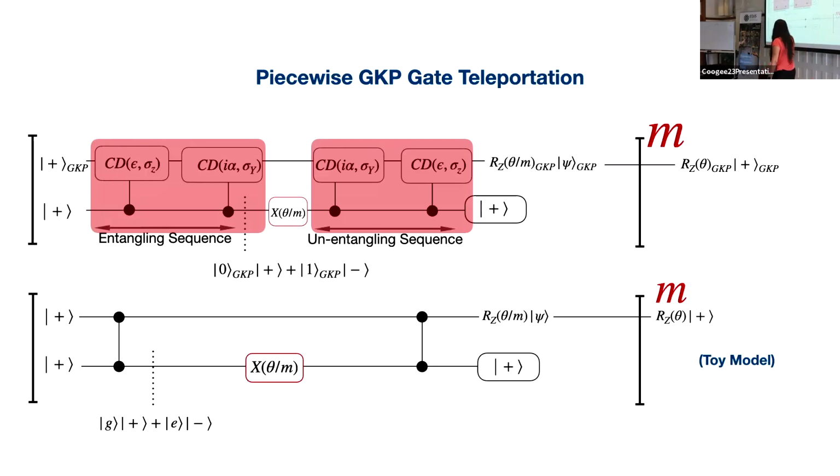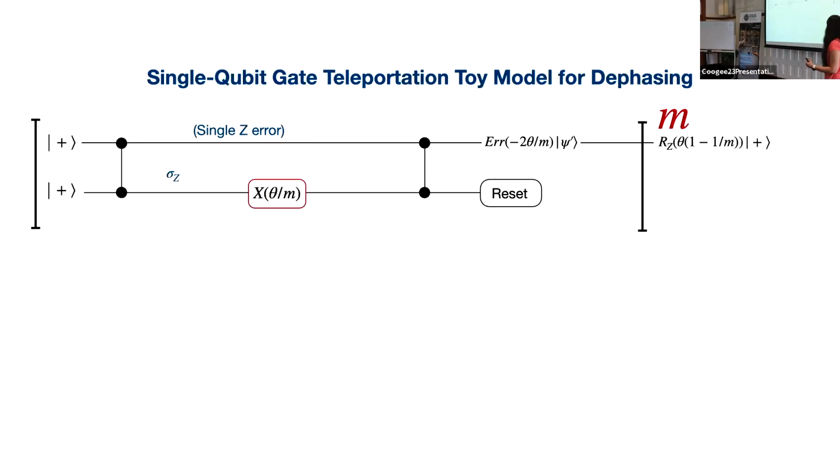So this sigma y will correspond to applying a sigma z error over here. This does the same thing. Commute the sigma z through. It does not affect these conditional gates, but it will affect the rotation. Now, if you have a single Z error, the error that you will get this time will be minus 2 theta over m instead of minus 2 theta, right?